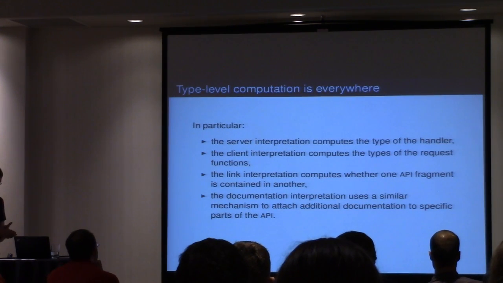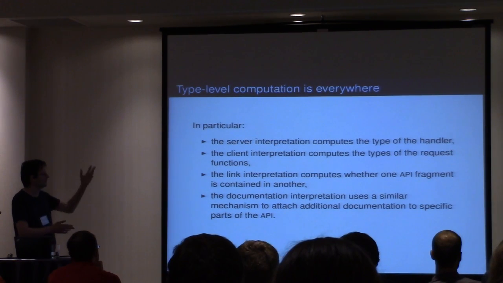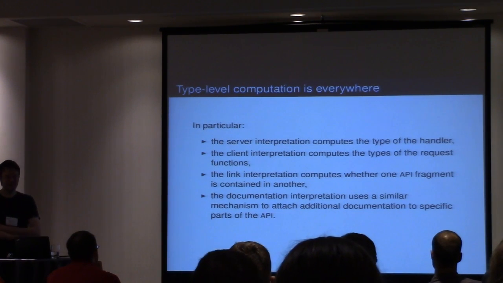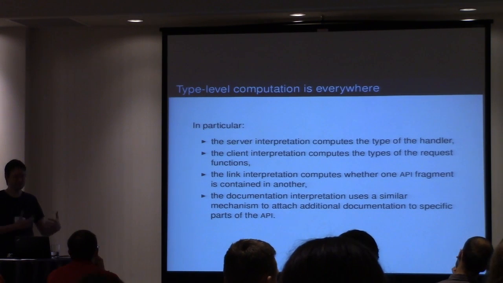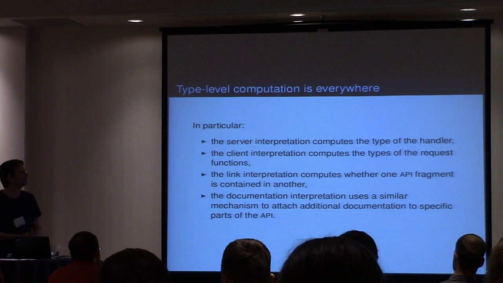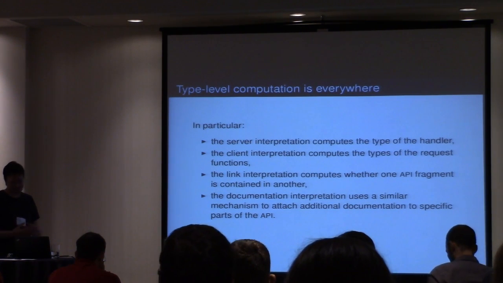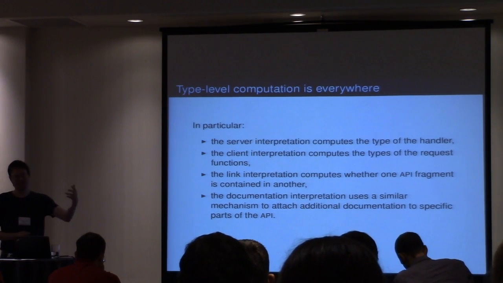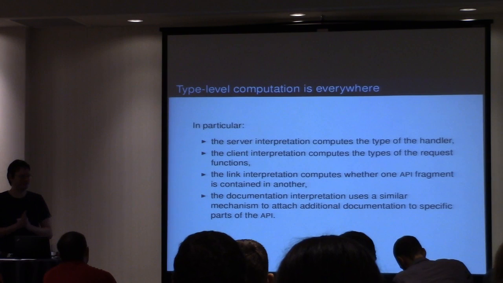Okay, type-level computation in Servant is everywhere. So in particular, we have the server interpretation that we've already seen, computing the types of the handlers that are involved. Similarly, I've not made that as precise, but the client interpretation obviously also computes the types of the request functions that it generates from the API. The link interpretation that I haven't really talked about much is essentially taking two API specifications and computes whether one API fragment is contained in another, and then if it does, as evidence, it produces the path.